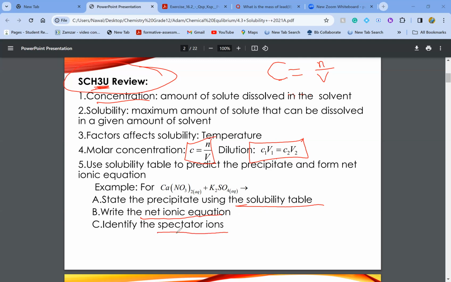Spectator ions, and identify the spectator ions. Do you still remember, students, how to do this? I will send you an example. I cannot explain it because it will take me 1 hour. I will send you an example because it will come in the questions. We need it in the questions, but I cannot explain it. This is the prerequisite, the things you know before you come to class.